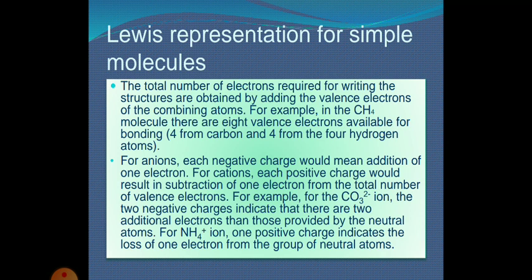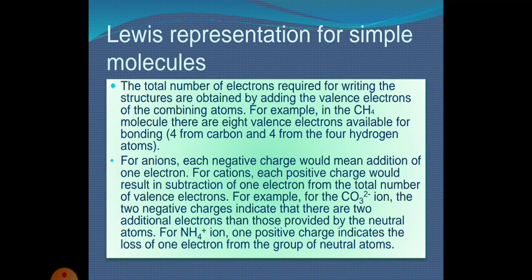The total number of electrons required for writing the structures is obtained by adding the valence electrons of the combining atoms. For example, here we are going to take the methane molecule. There are 8 valence electrons available for bonding, that is 4 from carbon and 4 from the 4 hydrogen atoms.